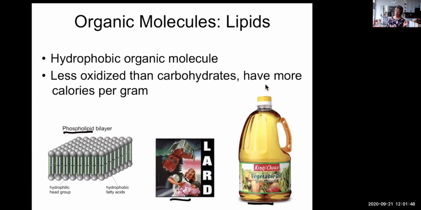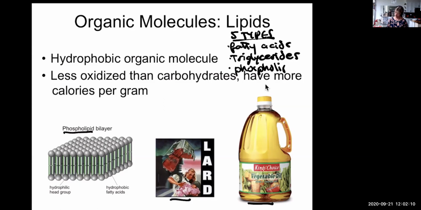So there's five primary types of lipids in your body. Let's write those down. There are fatty acids, which you may have heard of, triglycerides, phospholipids, eicosanoids, those are signalers, and steroids. So those are the five types that we'll look at. Fatty acids, triglycerides, phospholipids, eicosanoids, and steroids.